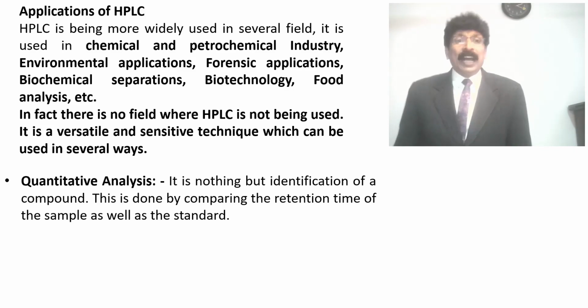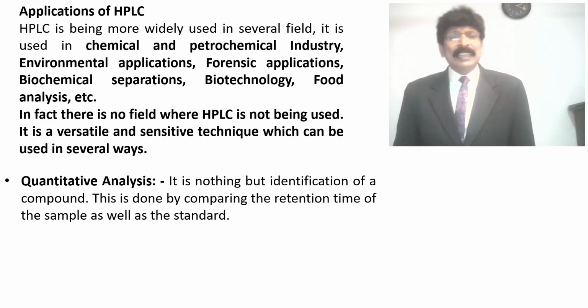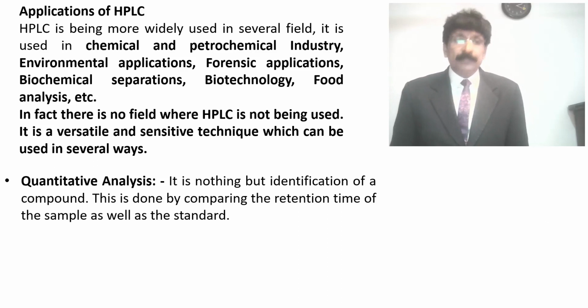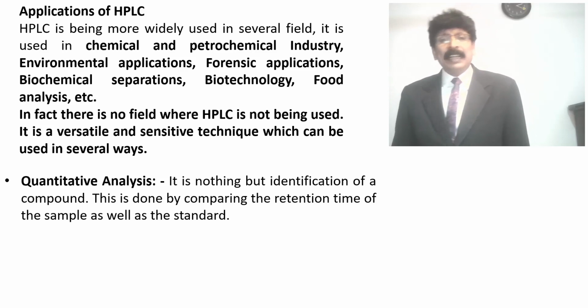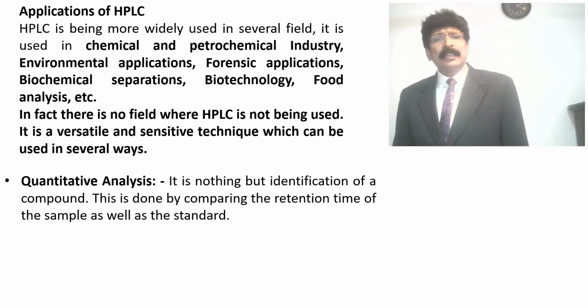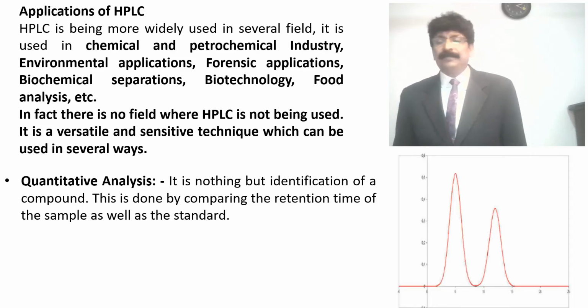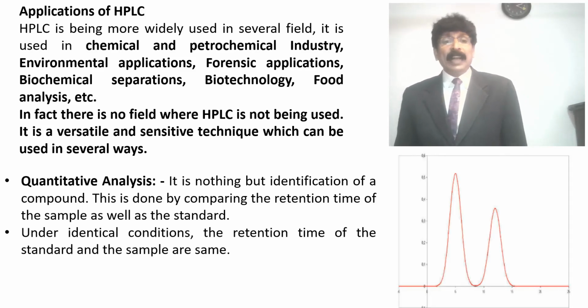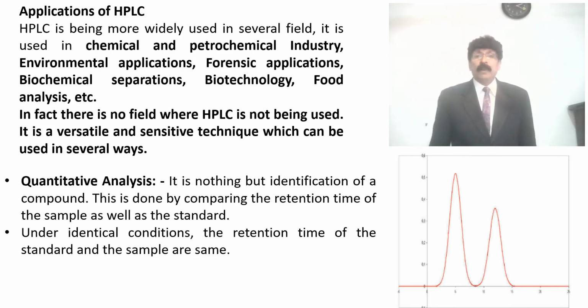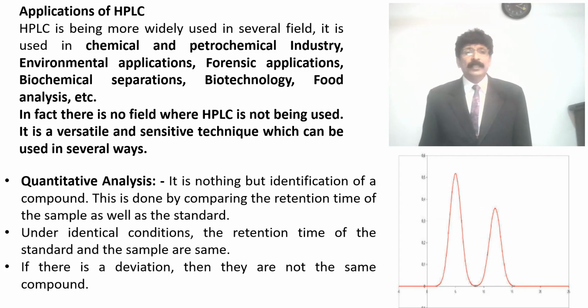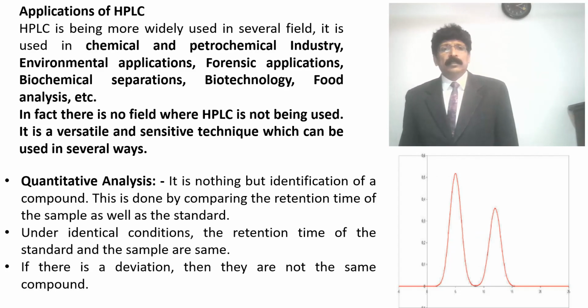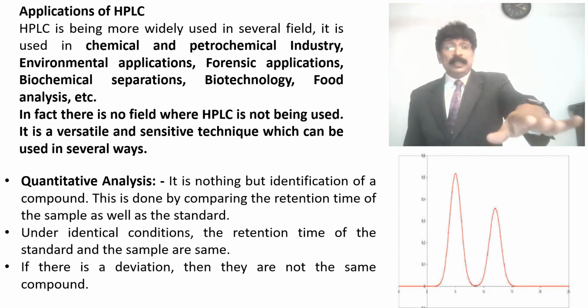Qualitative analysis is nothing but identification of the compound. This is done by comparing the retention time of the sample as well as the standard. Under identical conditions, the retention time of the standard and the sample are the same. If there is deviation, then they are not the same compound. Quantitative analysis is determining the amount.